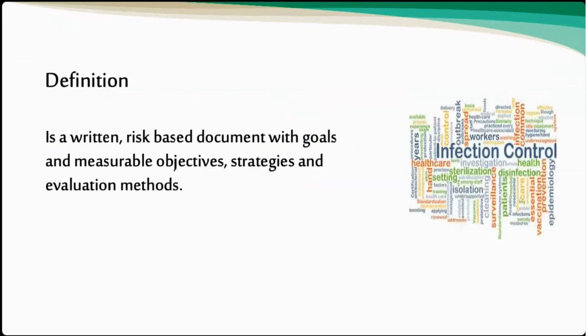So at the beginning, what is the infection control annual plan? It's a written risk-based document with goals and measurable objectives, strategies, and evaluation methods. So the annual plan is a document based on our risk assessment.